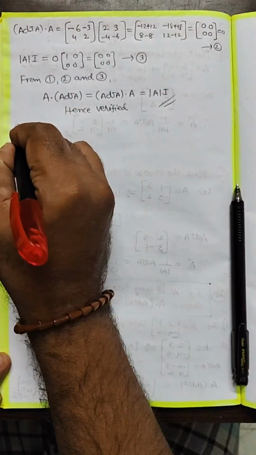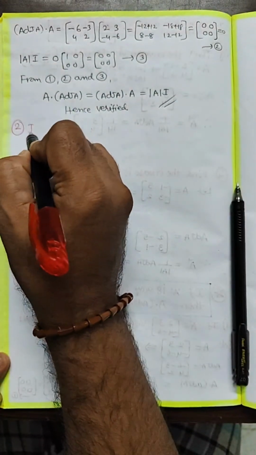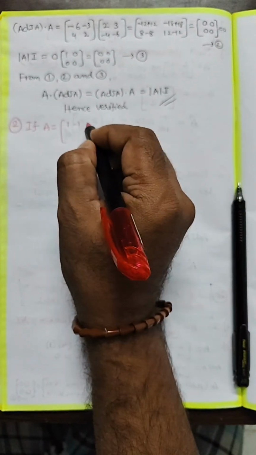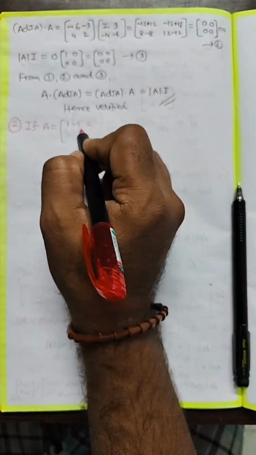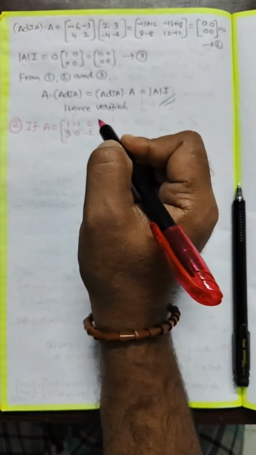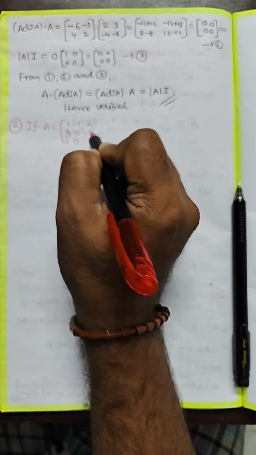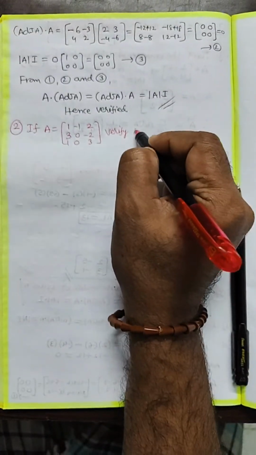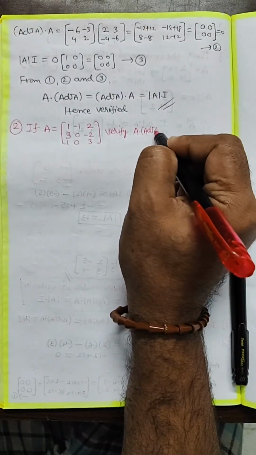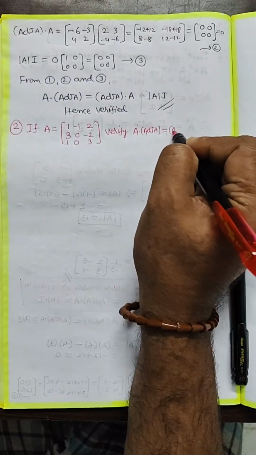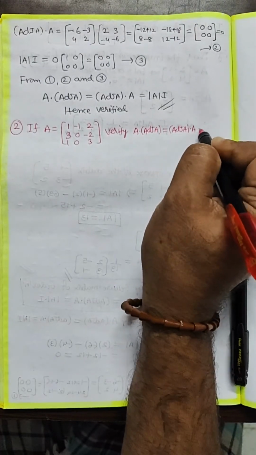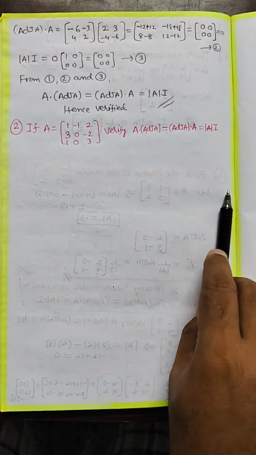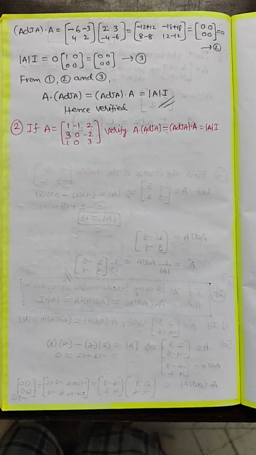So second bit, question number 2. If A equal to 1, minus 1, 2, 3, 0, minus 2, 1, 0, 3, verify A into adjoint A equal to adjoint A into A is equal to det A into I. So before verifying, we need to calculate the determinant of this matrix.